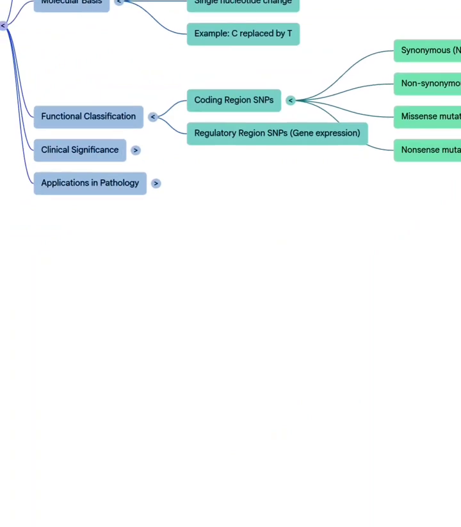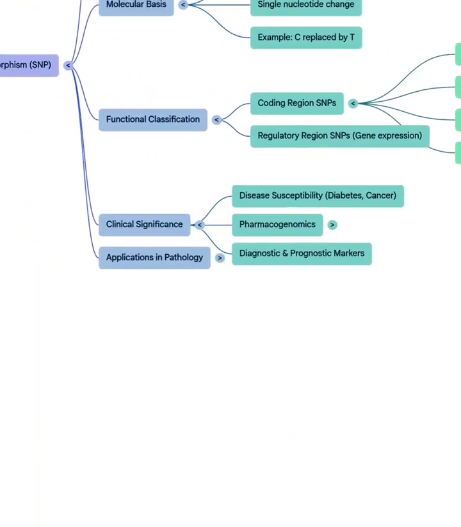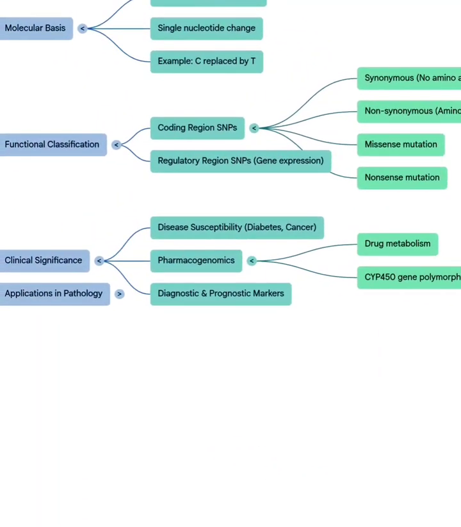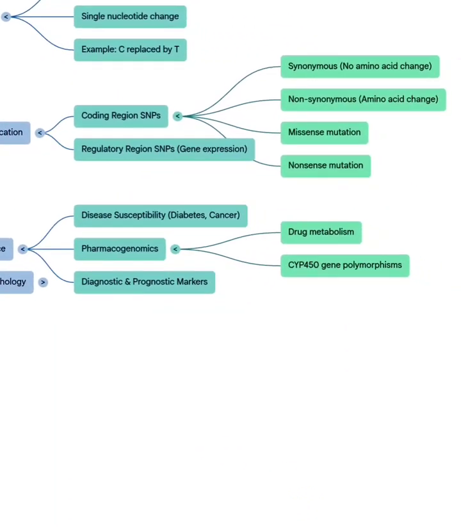Coming to clinical significance. Now let's understand why SNPs are clinically important. First, in disease susceptibility. Certain SNPs are associated with increased risk of diseases such as diabetes and cancer. They act as a genetic risk factor. In pharmacogenetics, this is a rapidly evolving field. SNPs influence drug metabolism, drug efficacy, and drug toxicity.